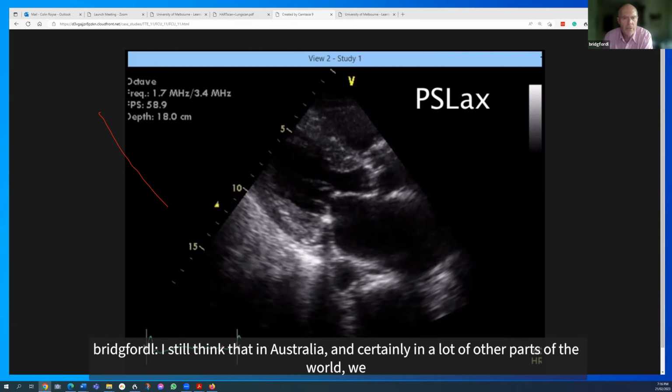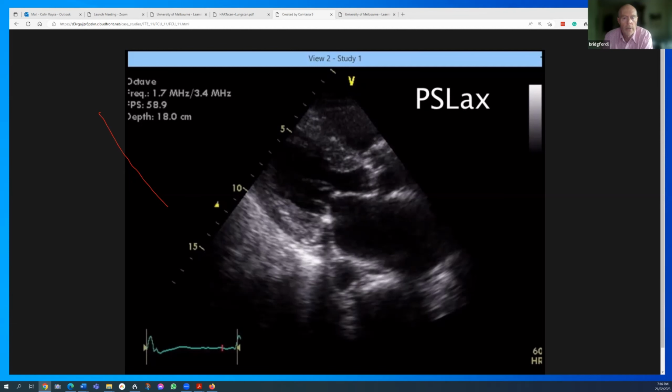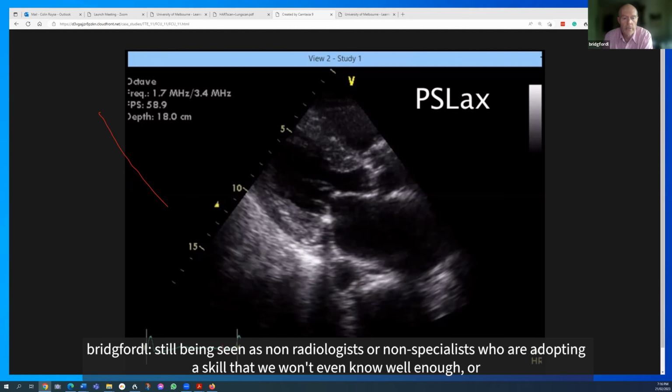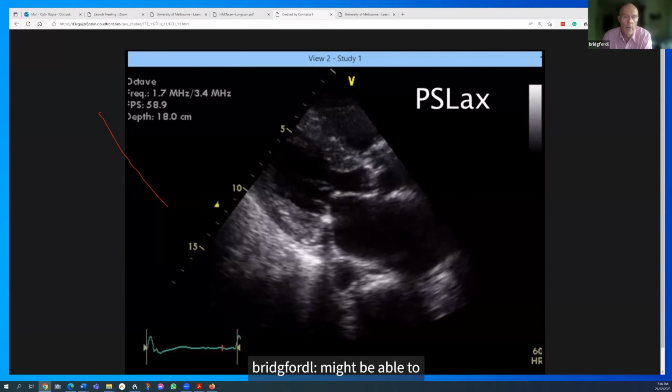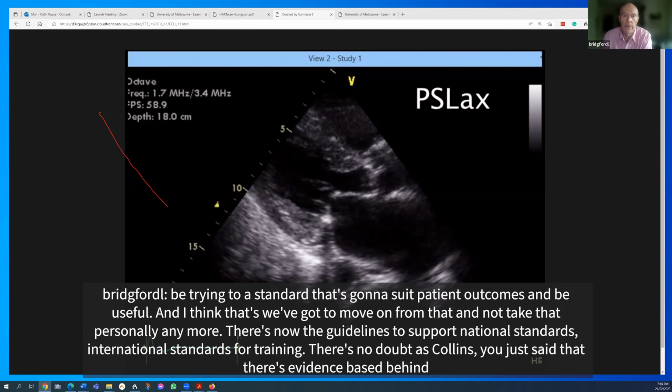I still think that in Australia, and certainly in a lot of other parts of the world, we are still being seen as non-radiologists or non-specialists who are adopting a skill that we won't ever know well enough, or won't be able to be trained to a standard that's going to suit patient outcomes and be useful. And I think we've got to move on from that and not take that personally anymore.